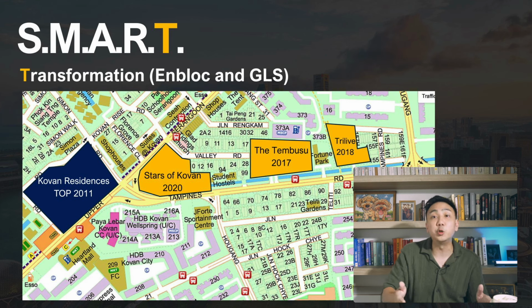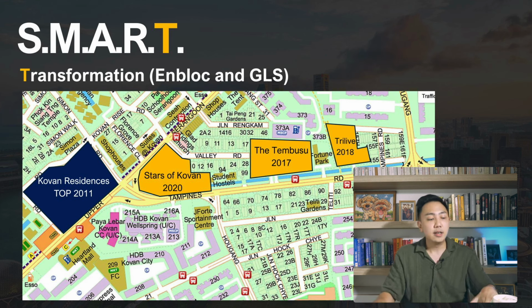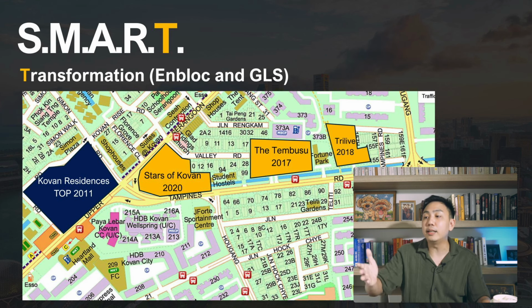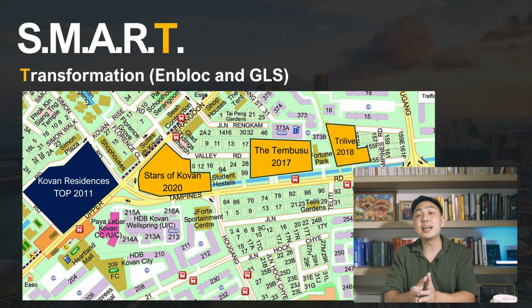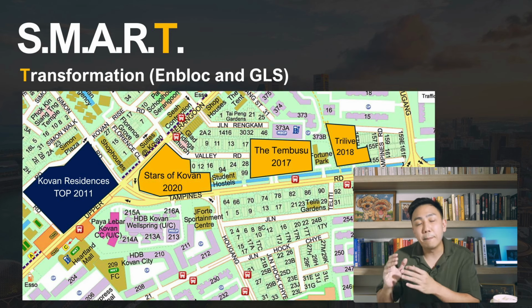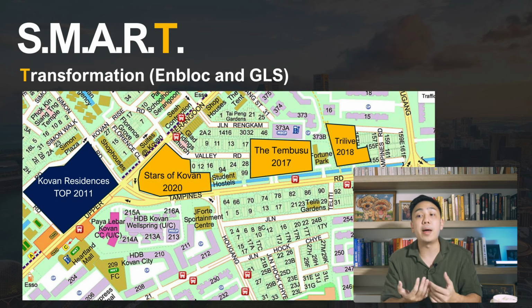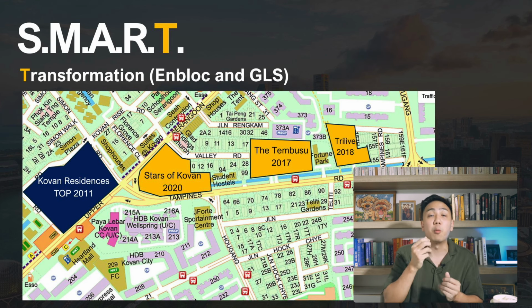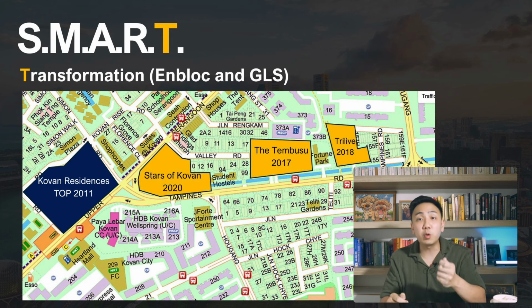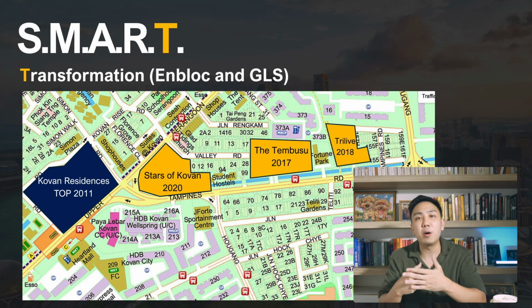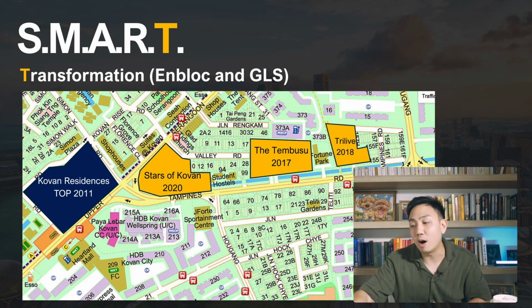So this is the case for Kovan Residences. If you look at it, it actually went through 3 new launch phases. People that bought in 2011 have Tembusu supporting, they have Tri-Leaf supporting, and lastly they have Stars of Kovan supporting, because the buyers that are buying all around this area will compare, and when they make this comparison, Kovan Residences will profit, and it allows you to price your unit for this resale closer to the new launch price. Of course, it might not match completely, but it will not be too far off, and that's how you profit. Okay, so that's the case for OCR.